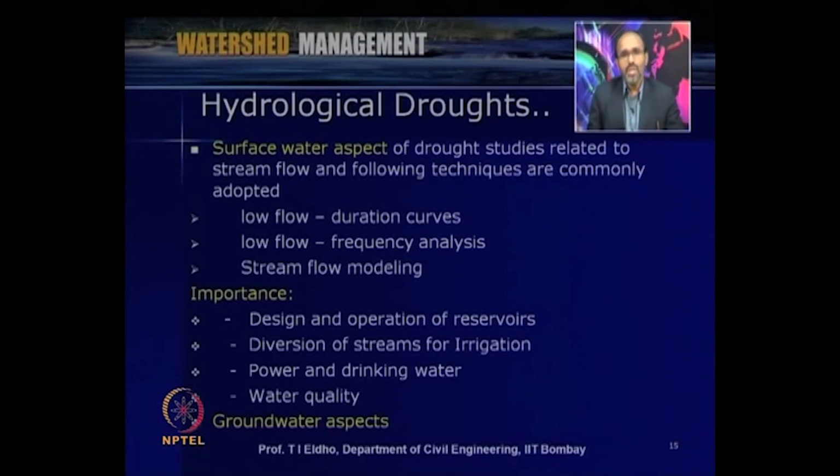So, all these issues we have to see with respect to the surface water aspects, and with respect to the groundwater aspects, we have to see the quantity, the water level going down in the aquifer system, so that the wells become dry, and then also the quality of the water will be also affected with respect to the groundwater aspects. So, these are the issues related to the hydrological droughts.